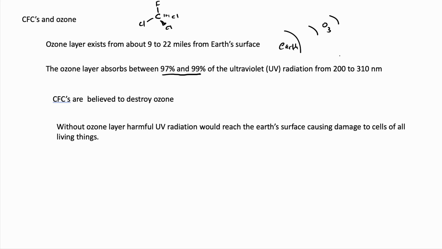So I put in the nanometers, but you could just say high energy radiation from the sun. So the ozone layer absorbs between 97 and 99% of the high energy radiation coming from the sun. Now, again, these CFCs were used, but they're now banned in aerosol cans as a propellant. And it was believed that that destroys the ozone layer, and that's a bad thing because without the ozone layer, harmful UV radiation would reach the Earth's surface, causing damage to cells of all living things.